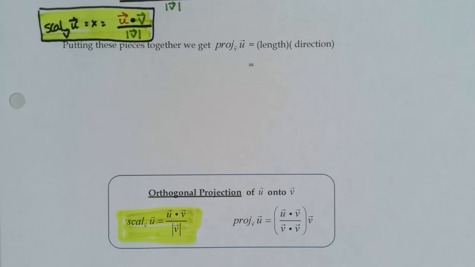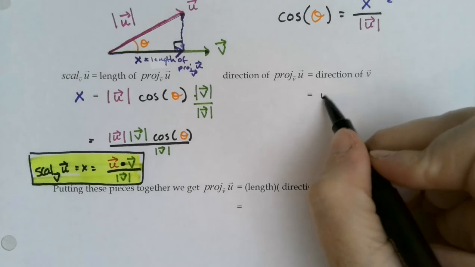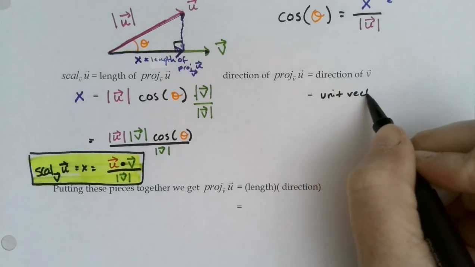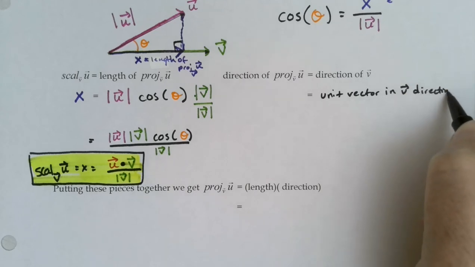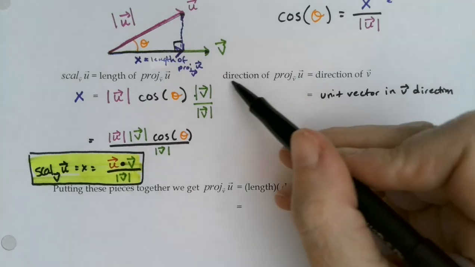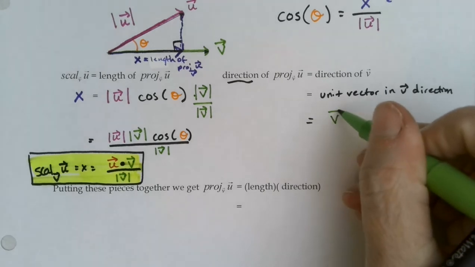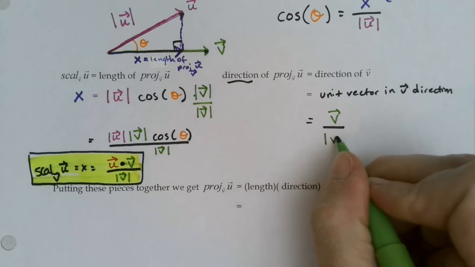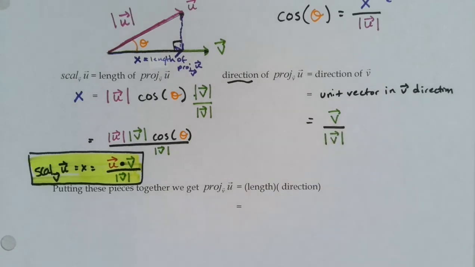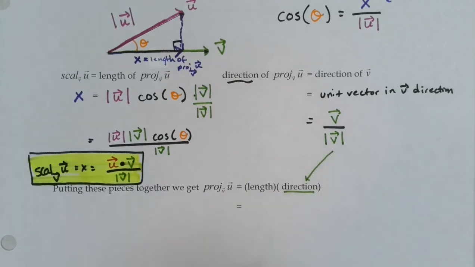Okay, what about the direction of the projection of u onto v? That would be the unit vector in the v direction. I better write that. So that's the unit vector in the v direction, because that'll get us our direction, and that would be v divided by the magnitude of v. Okay, that's nice. And now we're going to use that because that's going to get us direction right here.